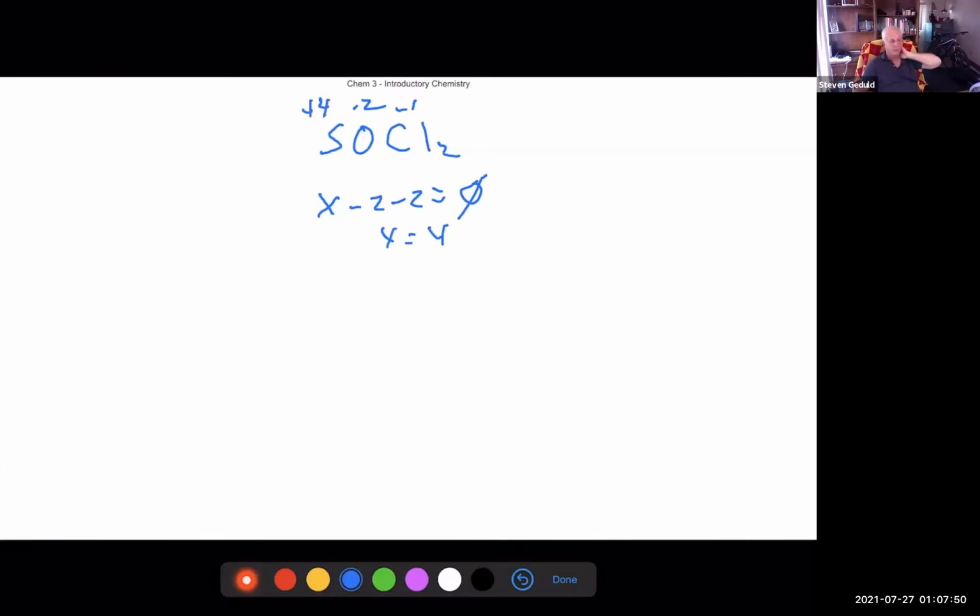Okay, now we've got a minus charge. We know hydrogen is +1, since it's bonded to nonmetals. We know oxygen is -2. We've got to solve for sulfur.